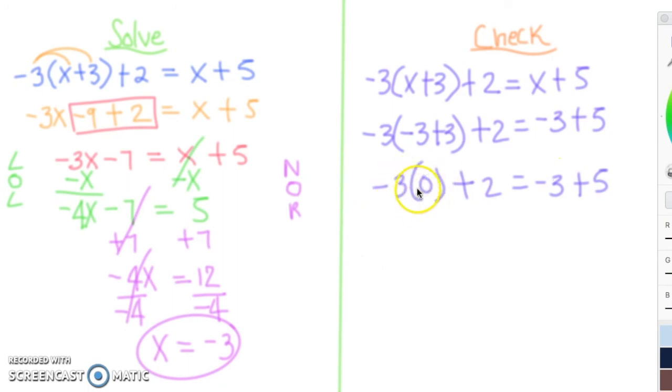Now, any number multiplied by 0, 0 is always the hero. So I got 0 plus 2 is equal to -3 plus 5, which will leave me with 2. 0 plus 2 will leave me with 2. Does 2 equal 2? You bet.